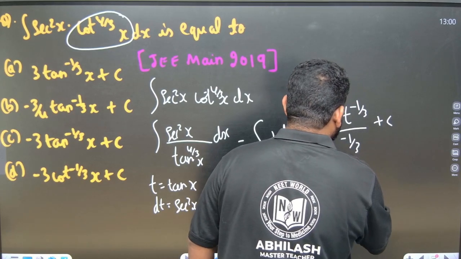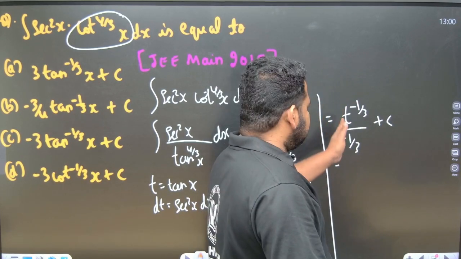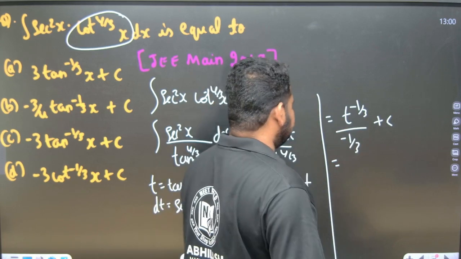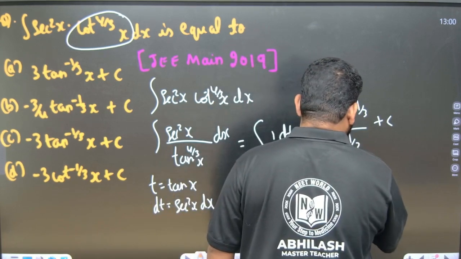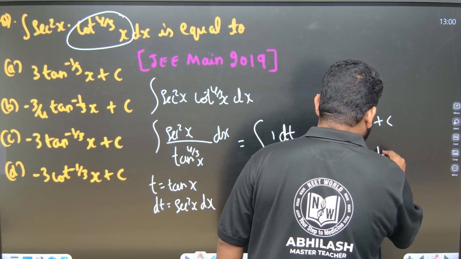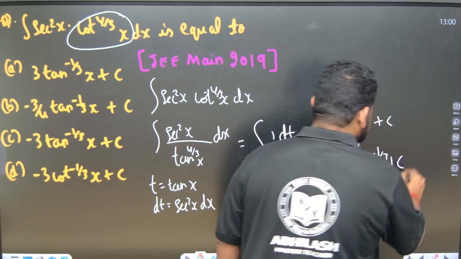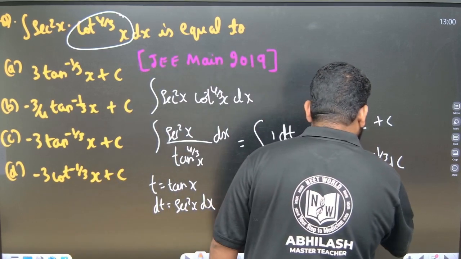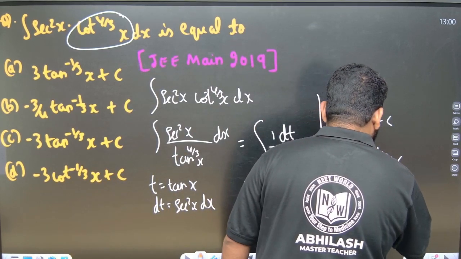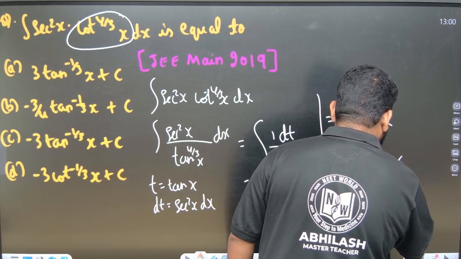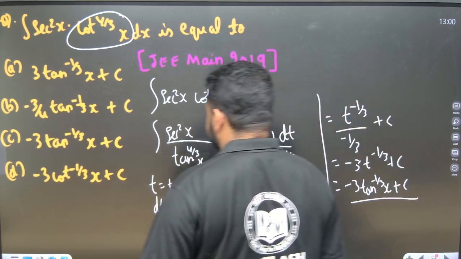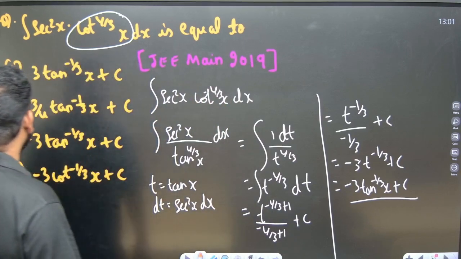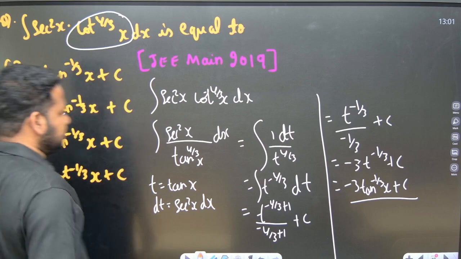So, this will become what? T to the power of minus 1 by 3, if I bring it to the denominator, or if I keep it at the top itself, the 3 will go up, and this will become minus 3 t to the power of minus 1 by 3 plus c. T is nothing but tan x. So, the answer will be minus 3 tan to the power of minus 1 by 3 x plus c, which is nothing but option C.